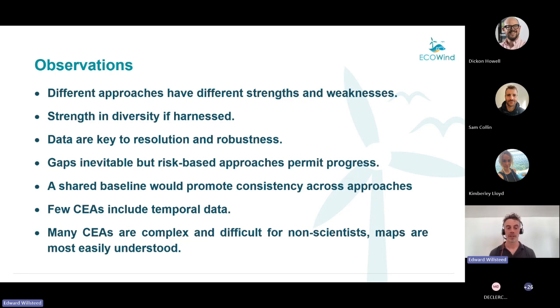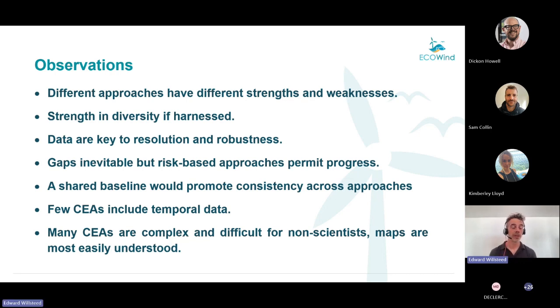The other observation is that perhaps obviously data are absolutely key, and it's key both to the resolution and to the robustness of the outputs which are there. And as mentioned before, we know that we're going to have data gaps, knowledge gaps, because we're operating within complex adaptive systems. But as we've seen, risk-based approaches actually allow us to make progress in a transparent and robust way.